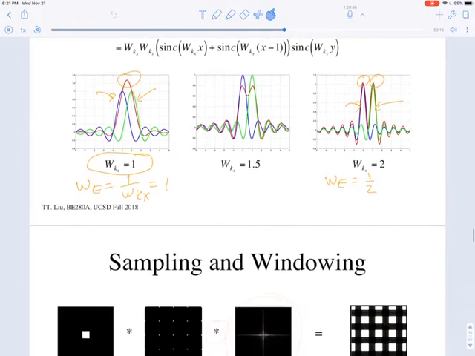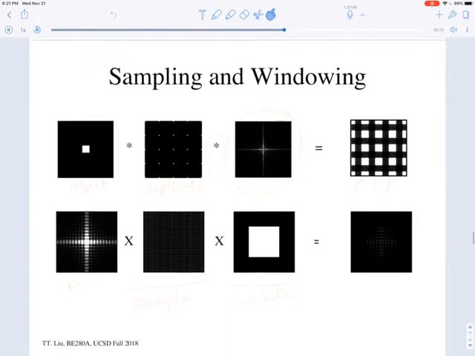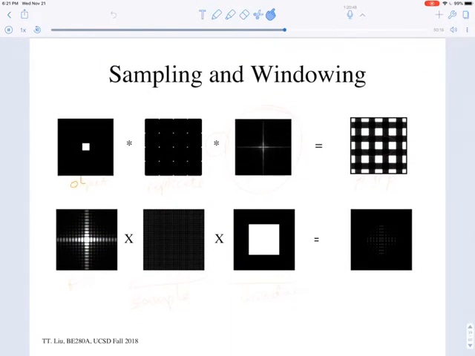So now we're going to put everything together. Here is my object, and here is its Fourier transform. In this case, I sample it, and here I window it. Then I'm going to replicate, so this leads to all these different replicas here.